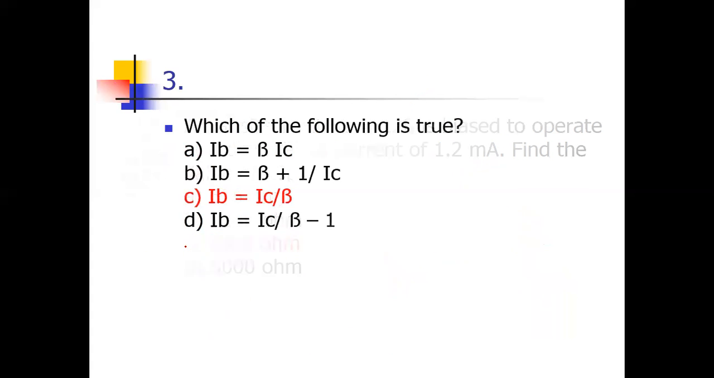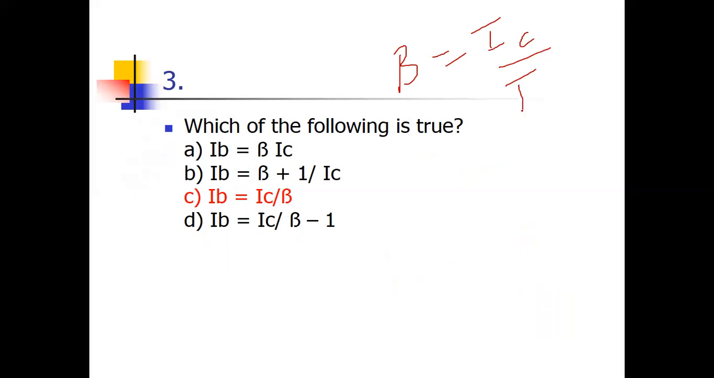Okay. Now next question is, which of the following is true? So remember what is beta? Beta equals IC upon IB. Beta is your current gain for common emitter. It's a ratio of collector to base current. So definitely which parameter is constant? Beta. When beta is constant, or we can say it's the current gain for common emitter configuration, as per this, IB equals IC upon beta.